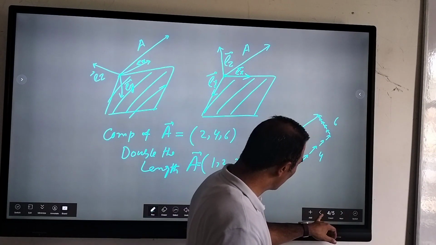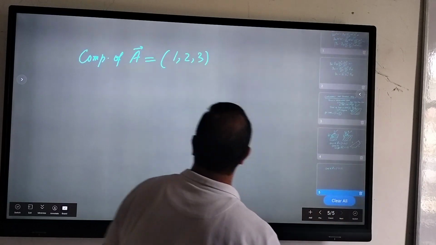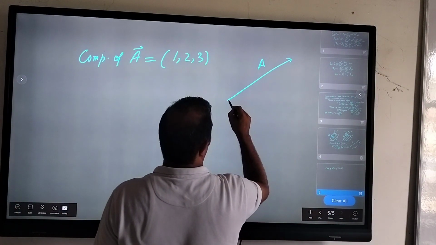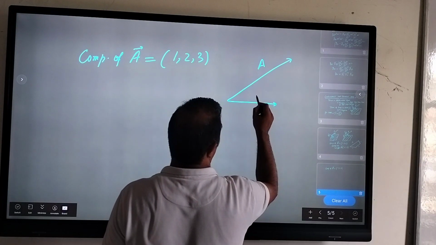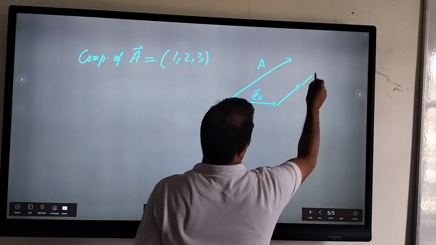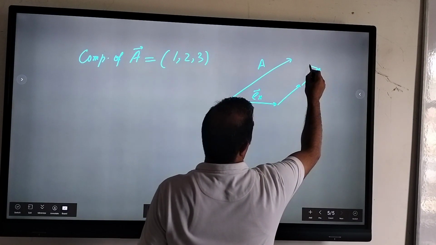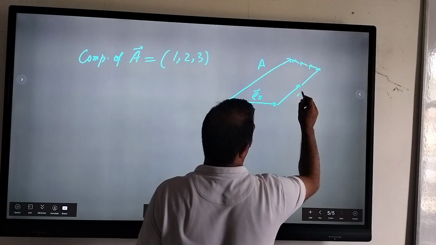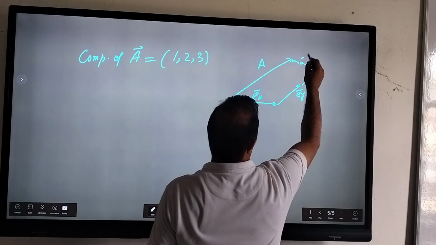So if you write our vector now, this was our vector A, right? We have to go one basis vector along x, so this was Ex. Here we go only 2, and here 3. So this is our Ey.